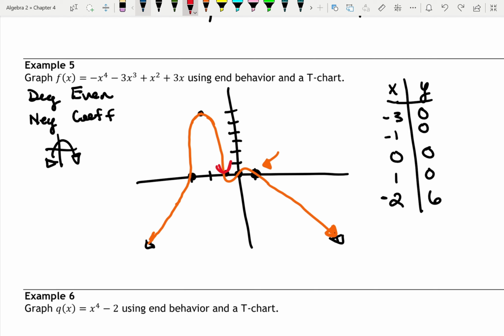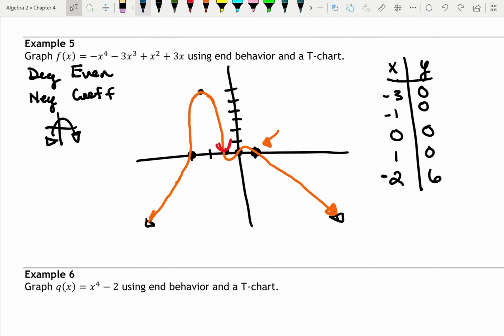So always we want to have a graphing calculator next to us. If you have a real, what's the one that I like? The TI-84 Plus CE. If you have that one, that's awesome. Otherwise, you can use your phone with the Desmos app, and that works really, really well. All right, that's number 5.